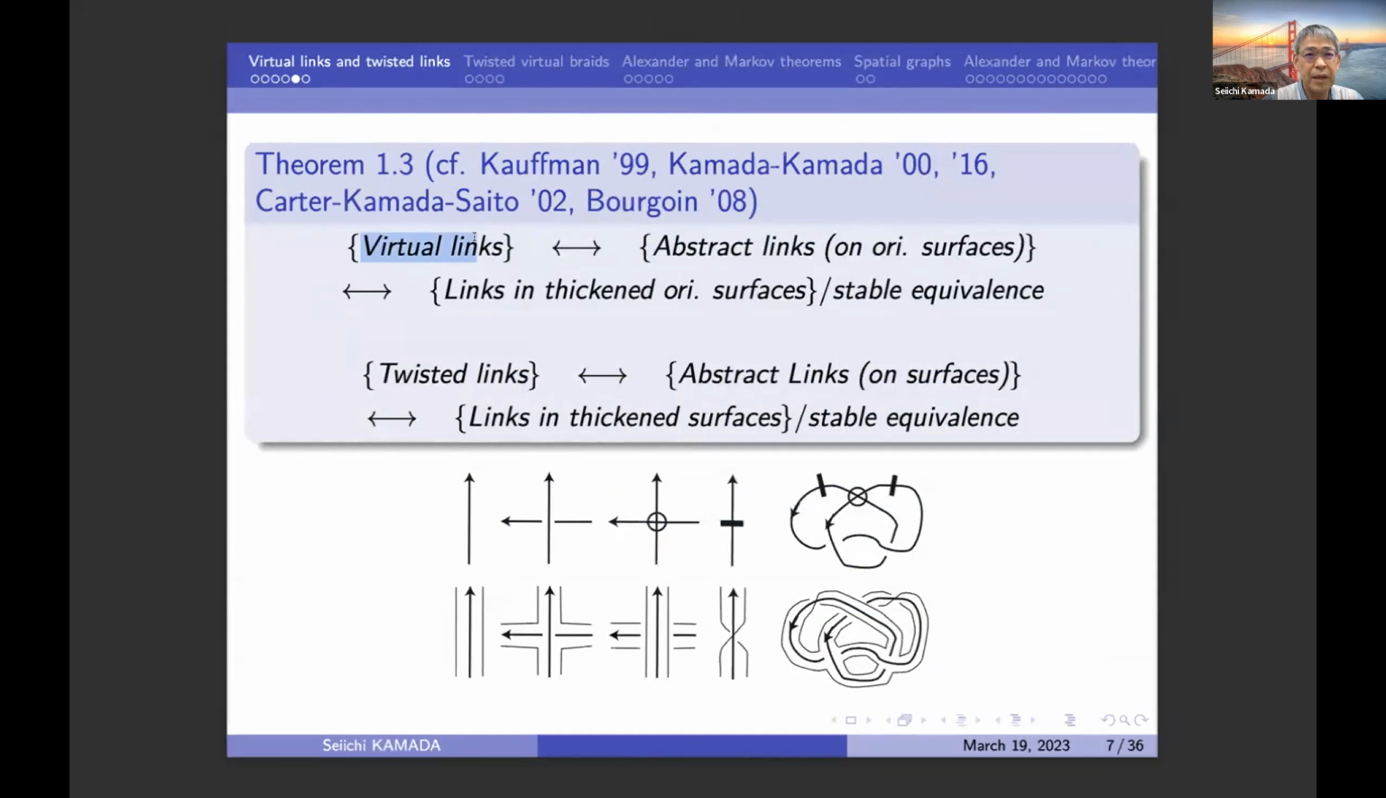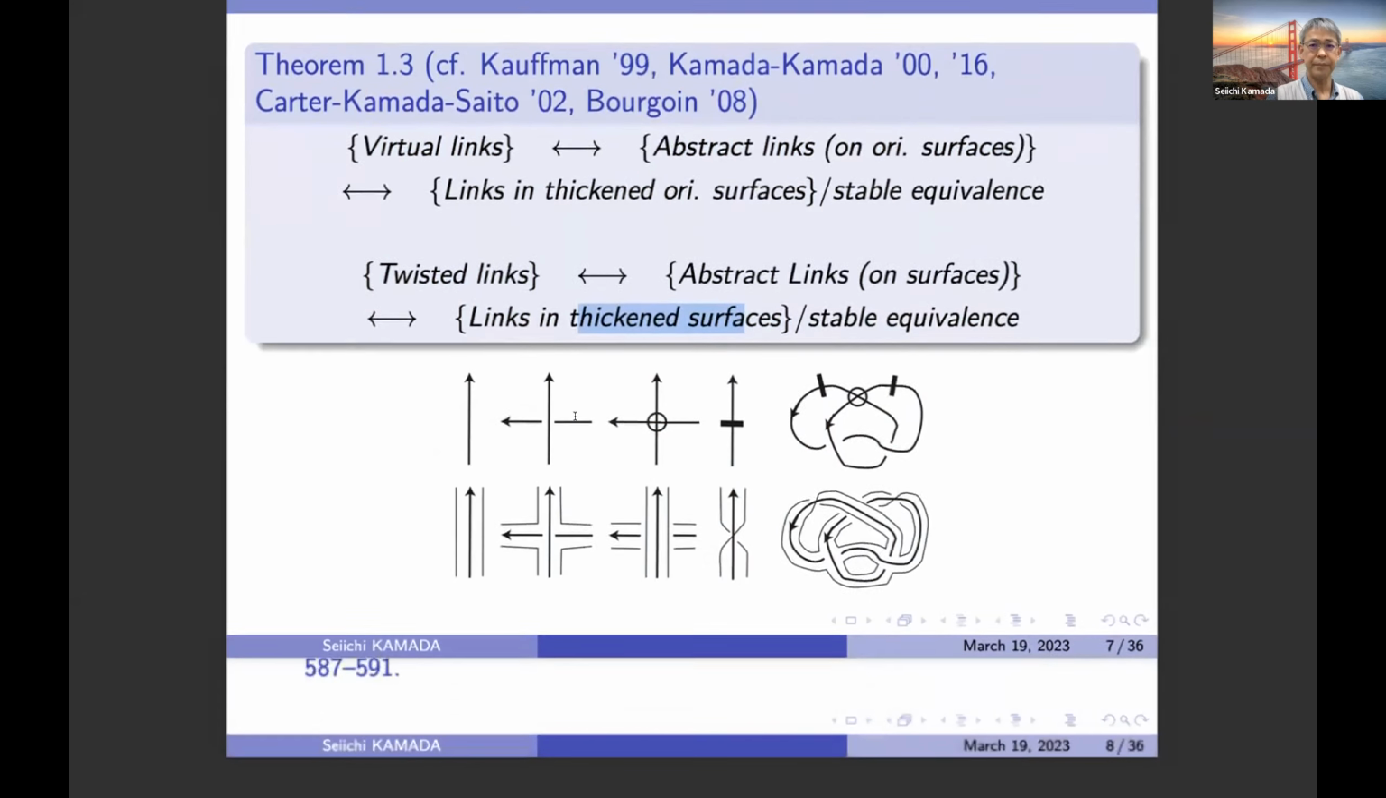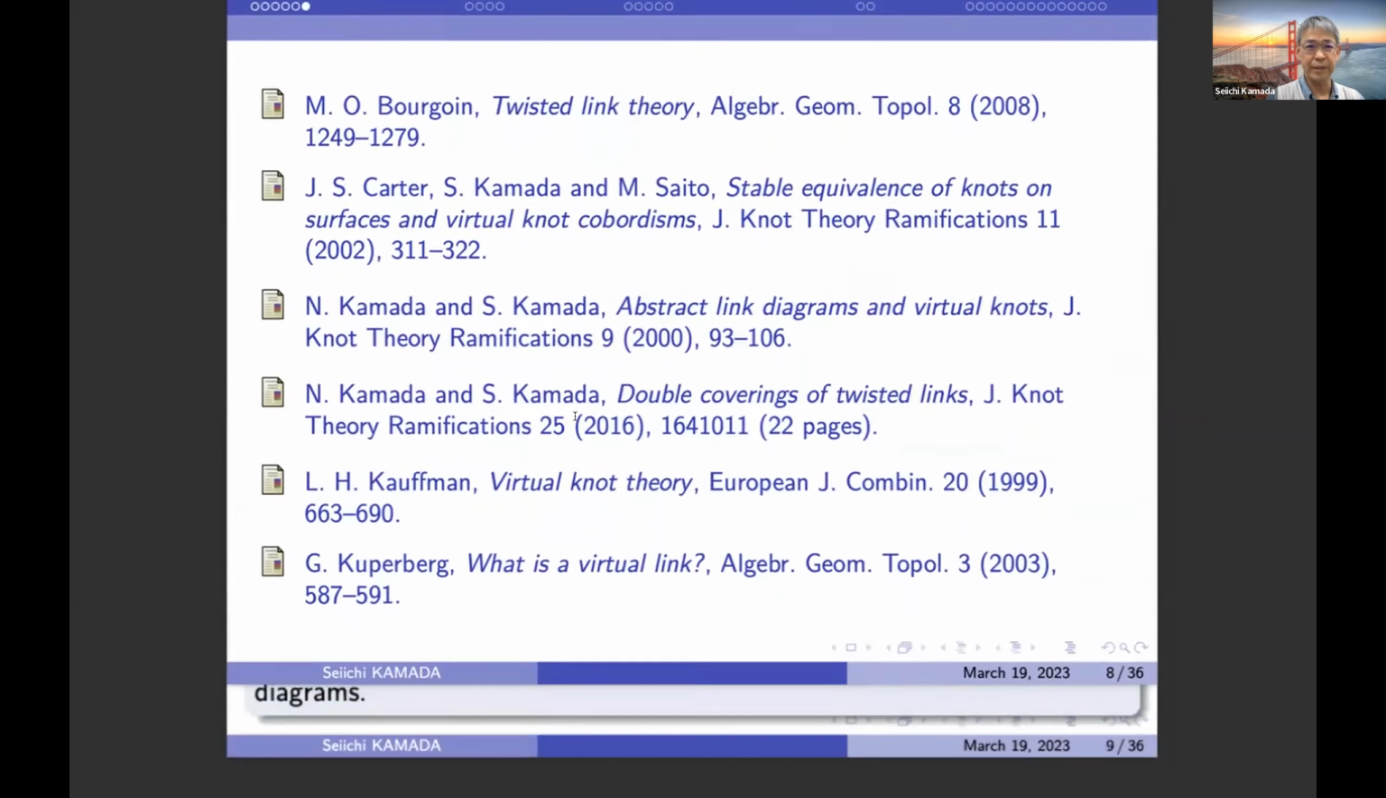Another aspect: virtual links correspond to stable equivalence classes of links in orientable surfaces. And on the other hand, twisted links correspond to stable equivalence classes of links in surfaces, possibly non-orientable. So anyway, virtual links and twisted links are defined using diagrams, but they have actual geometric meaning. These are references.